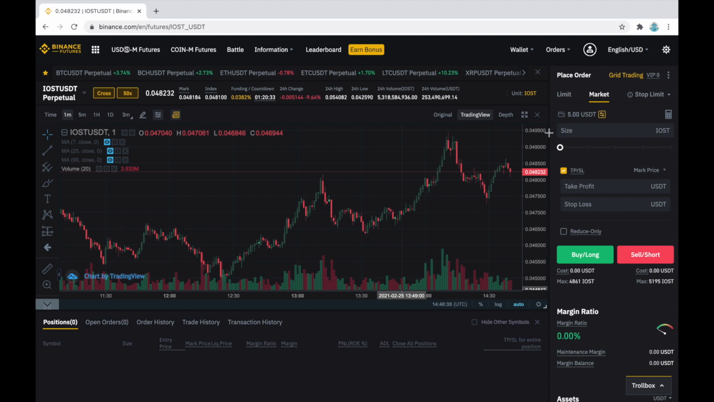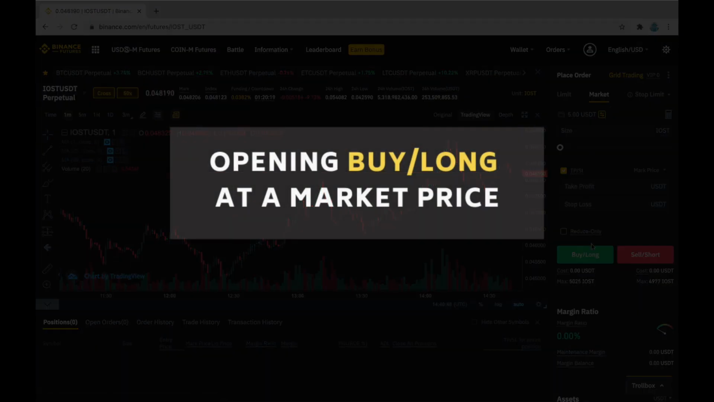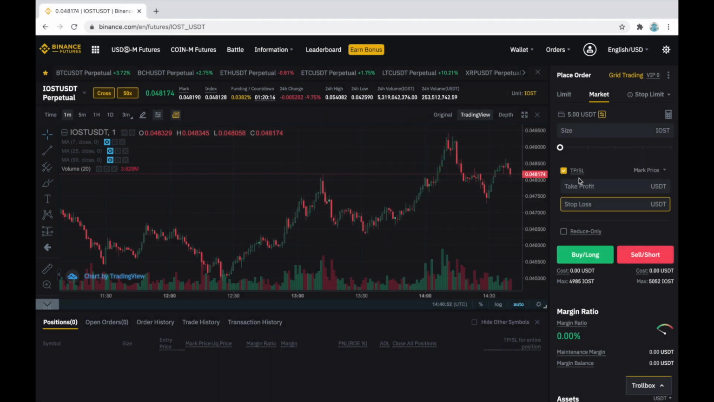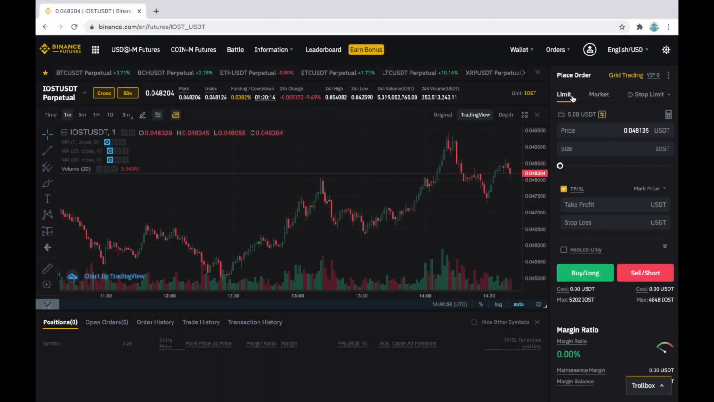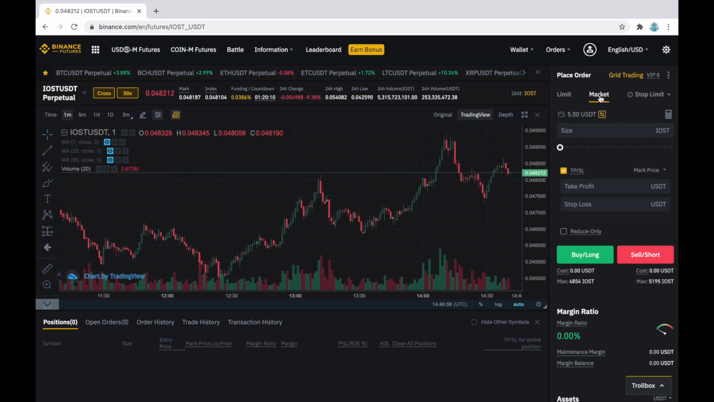Now that I have gone over some of the key functions of the Binance Futures interface, we can proceed to making a first purchase. Before I open a grid framework, however, I would like to show you some more basics and open a buy-long position manually. Binance offers a number of ways on how you can enter a position. You can enter at predetermined price with a limit order, or you can enter a position immediately at a market price. Or yet there are several more advanced ways, and they all have their own purpose.